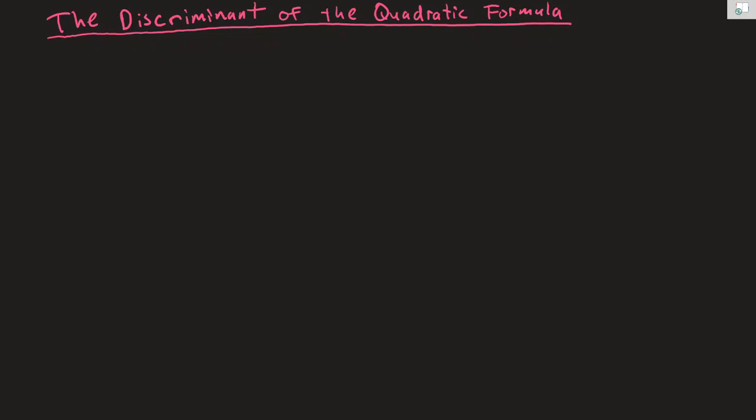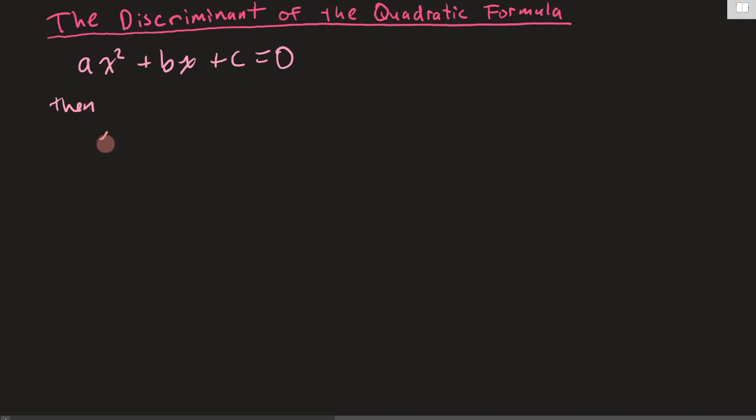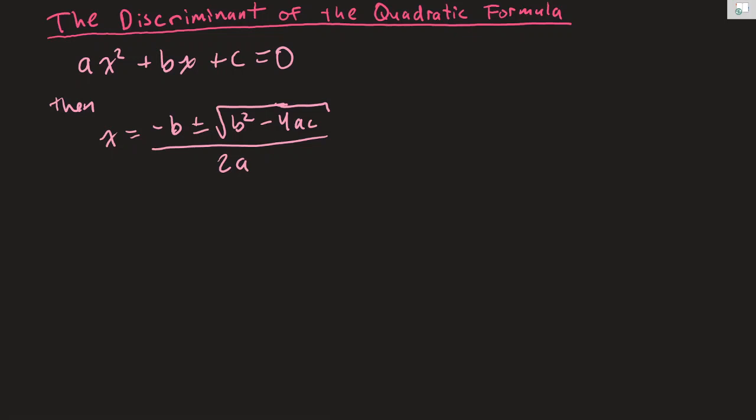First of all, let's do a quick recap. If you've got ax squared plus bx plus c equals 0, then x equals negative b plus or minus square root b squared minus 4ac all over 2a. And I entertained and delighted you last time by singing that to the Pop Goes the Weasel song about 1,000,000 times. But this part inside the quadratic formula is called the discriminant.